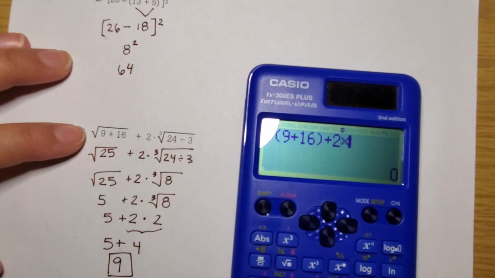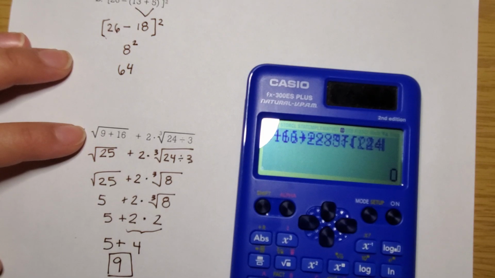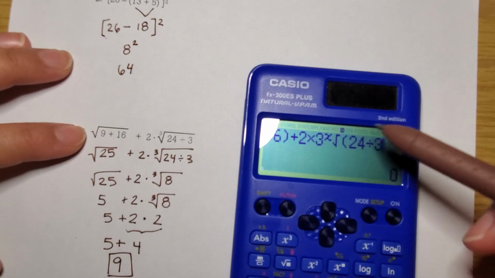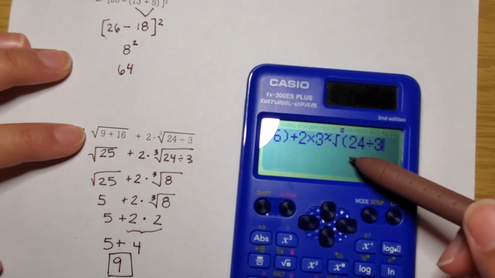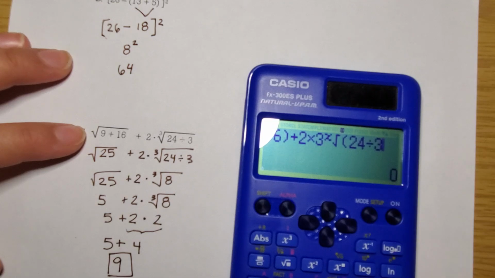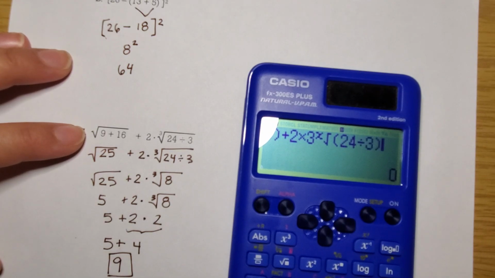Plus 2 times. Now I'm going to do the third root. So I'm going to do 3 root of 24 divided by 3. Again, we've got this parenthesis that was inserted for us, which we want. So now we're going to close that and hit equals. And we get 9.